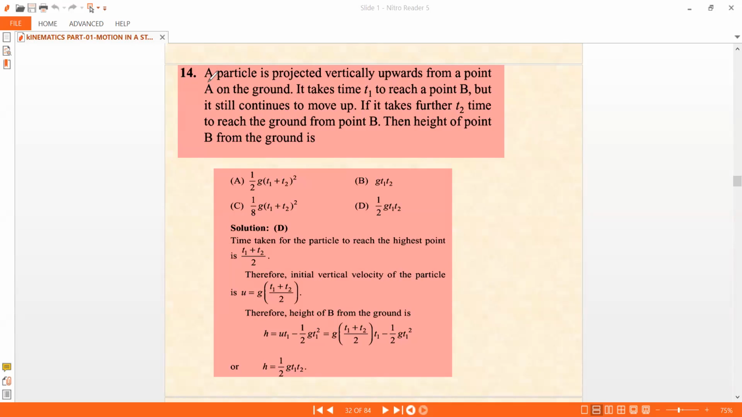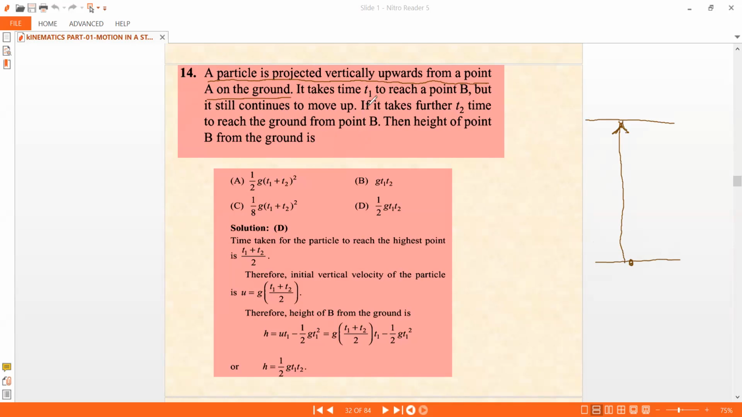A particle is projected vertically upwards from a point A on the ground. So let's draw the situation. This is the point A on the ground, and then it is projected vertically up, something like this.